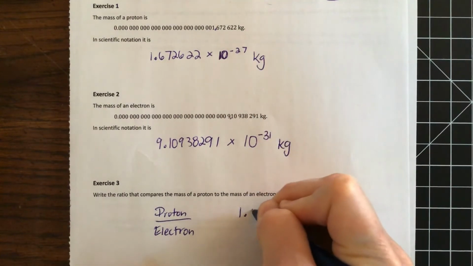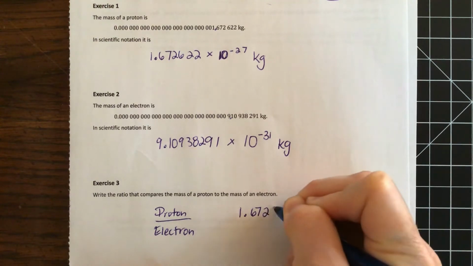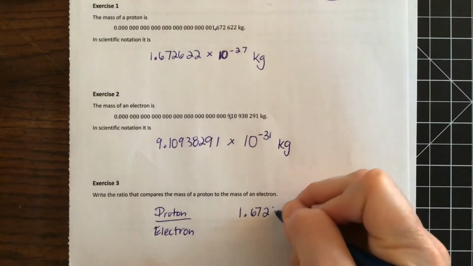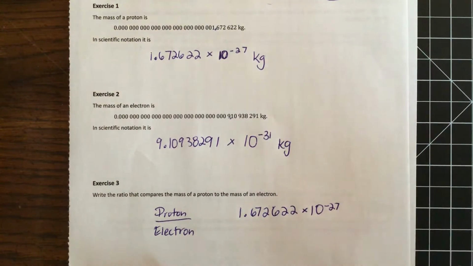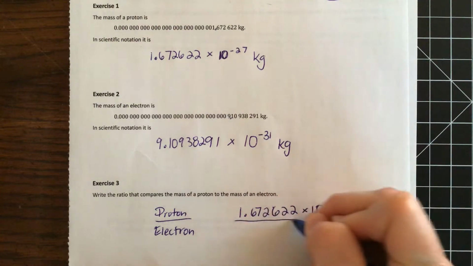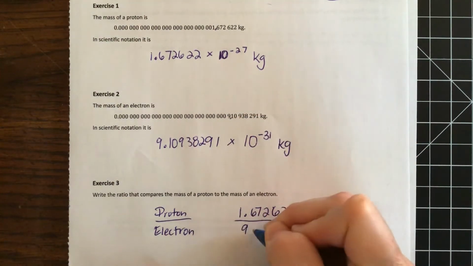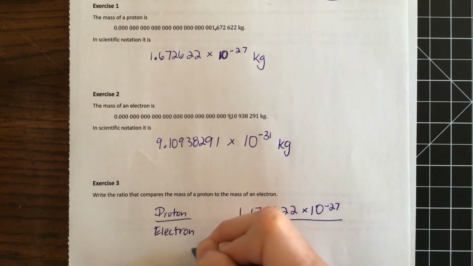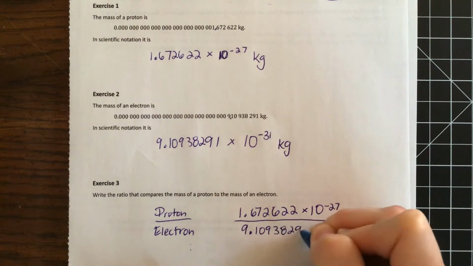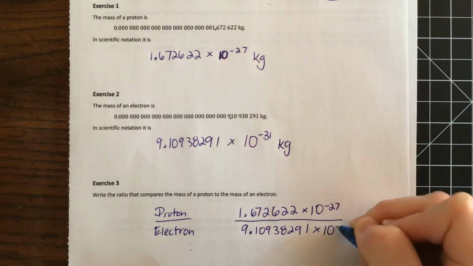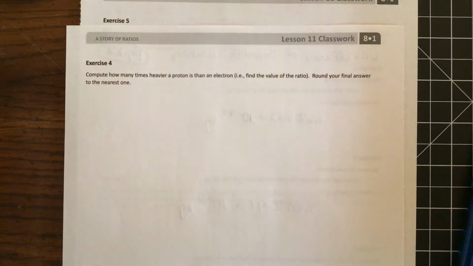So it's 1.6726, I'm just copying it from there. 22 times 10 to the negative 27th, and it is over, or you could write it with the colon too, 9.109382291 times 10 to the negative 31. Okay. Exercise 4 is to compute how many times heavier a proton is than an electron.